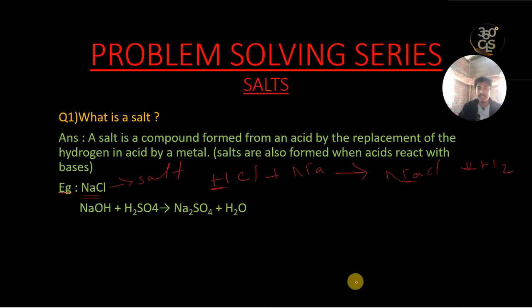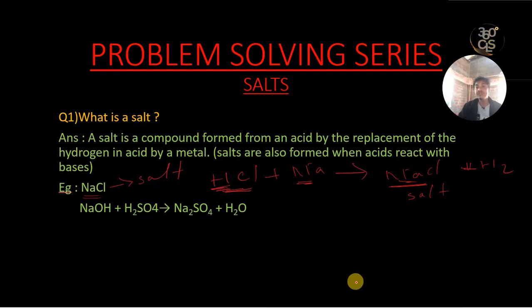So a salt is a compound formed from an acid, hydrochloric acid, by the replacement of hydrogen in acid by a metal. This metal is replacing this hydrogen from this acid and gives us what? A salt, that is NaCl.